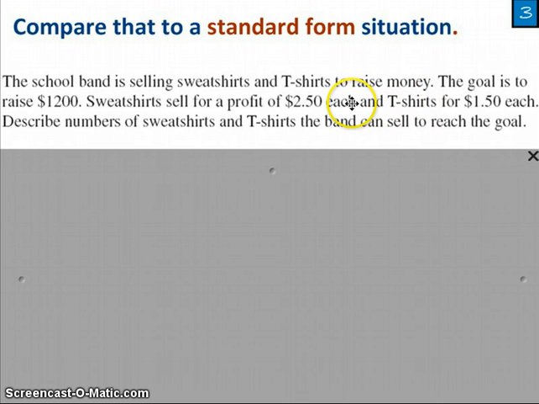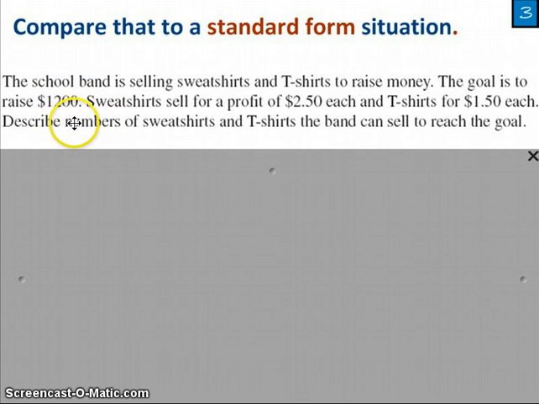These each words in each place are telling you that you're going to multiply $2.50 times a variable, or $1.50 times a variable. And the variable is how many you sell. You don't know how many t-shirts you're going to sell. You don't know how many sweatshirts you're going to sell. But in this case, combine the two, and you're going to add up, you hope, toward your goal. You're not going to reach your goal without.